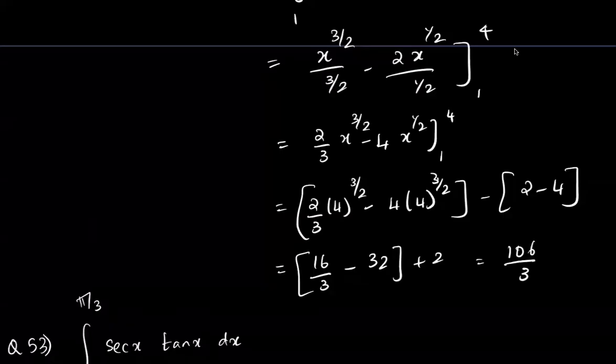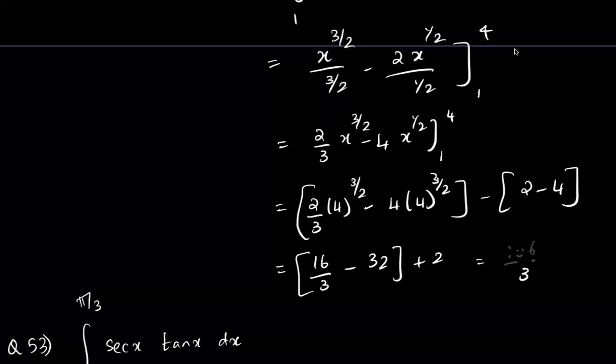No, it's a negative. Sorry. Okay, let me rewrite this. So basically I have 16 over 3 minus 30, not plus 30. So that is 16 minus 90, which is negative 74. Okay. So negative 74 over 3.